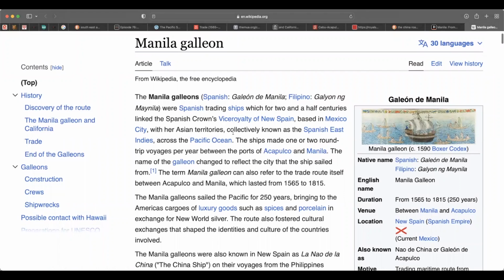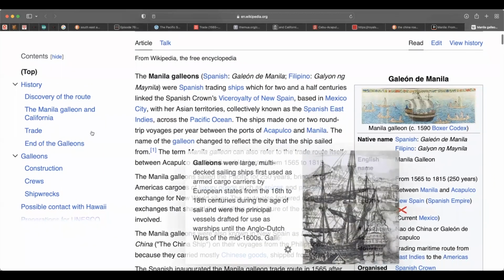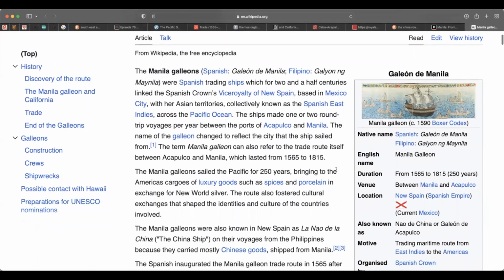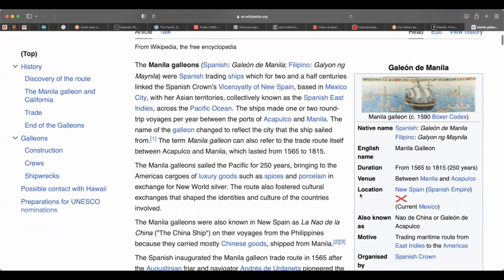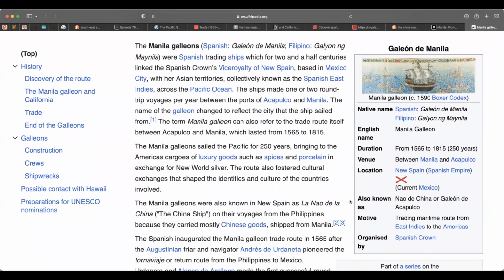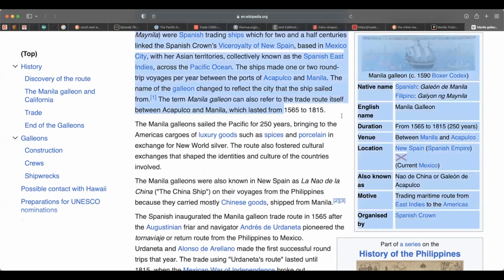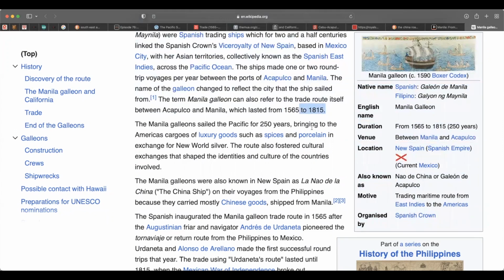With her Asian territories collectively known as the Spanish East Indies across the Pacific Ocean, the ships made 1 or 2 round-trip voyages per year between the ports of Acapulco and Manila. The name of the galleon changed to reflect the city that the ship sailed from. The term Manila galleon can also refer to the trade route itself between Acapulco and Manila, which lasted from 1565 to 1815, guys. When did they outlaw importation of slaves? 1809. We're still doing it in 1815 on the Pacific. So where's the Africans? I'm going to show you what I mean, all right?